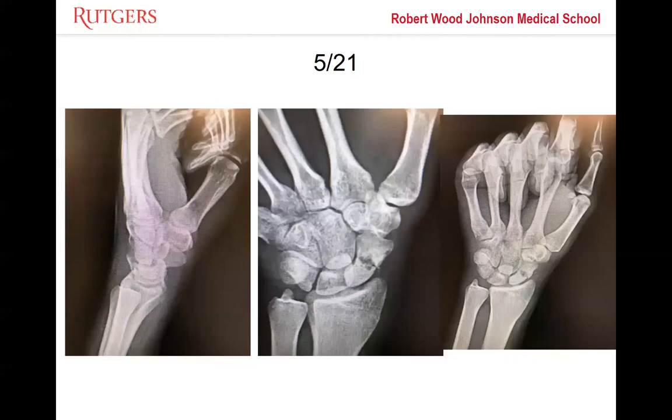Okay, so now he comes back in May, and this is what we have. So Anna, what do you think? 2 months. So when we say non-union, what time period do we need for a non-union to occur?